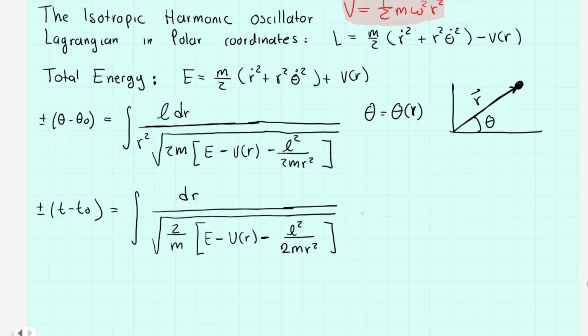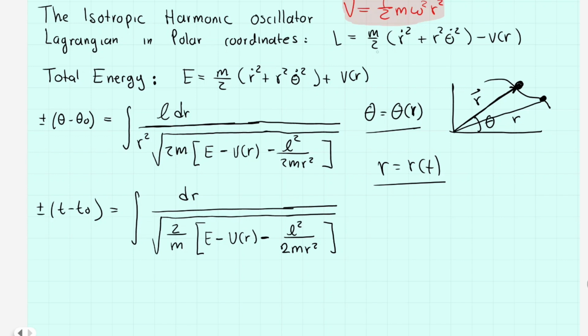And with this other integral we can determine a relation r of t that will tell us what is the value of the magnitude of this vector at a certain time t. For example, we will have another value of r here for a different value of time. So we need to solve these two integrals to know these two very important relations, in this case for the isotropic harmonic oscillator.